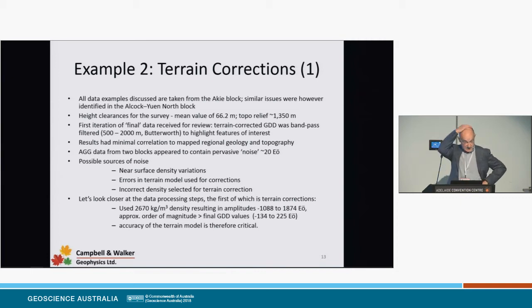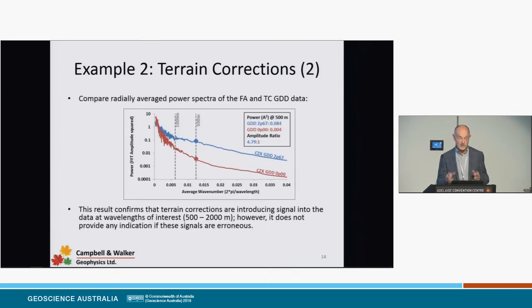Terrain corrections. I've got to race through this. First of all, when we got it, we had a quick data review and did a bandpass filter of the zone of interest. Results had minimal, if any, correlation with map geology. Just nothing. So what's going on here? They seemed to have a pervasive noise of around 20 Eötvös. We'd done our due diligence during the acquisition. We knew our instrument noise was around 3.5 Eötvös. It was great looking data.